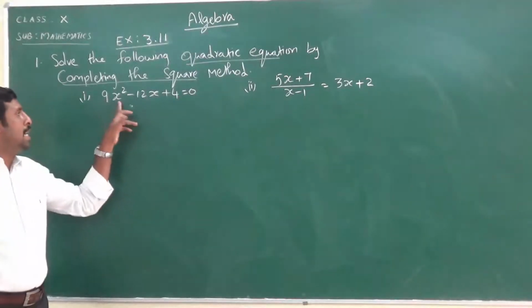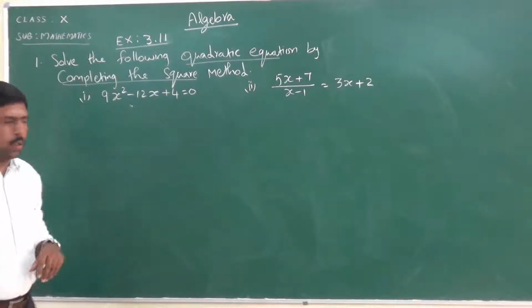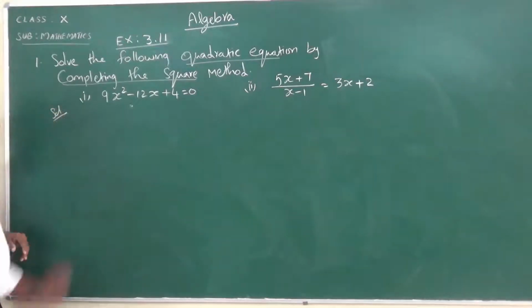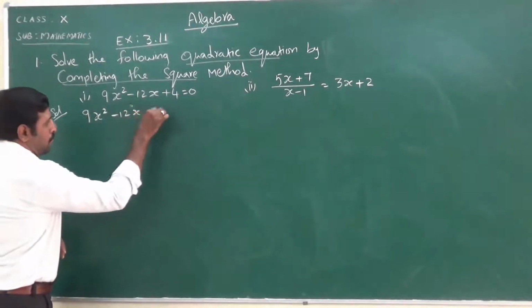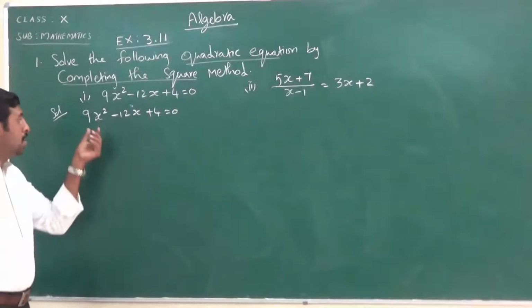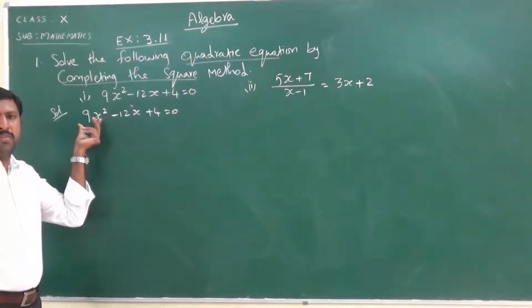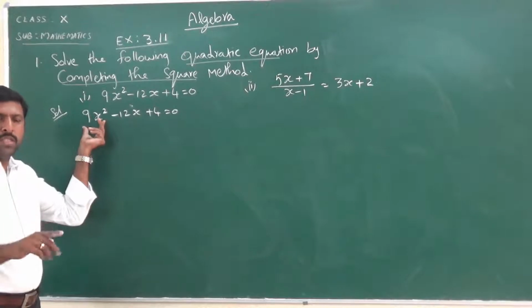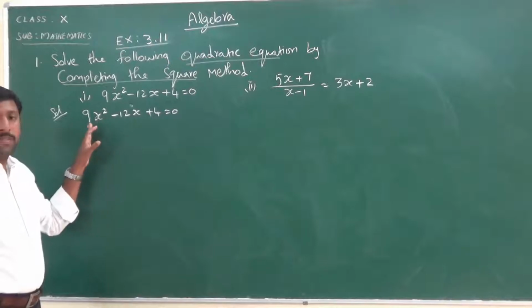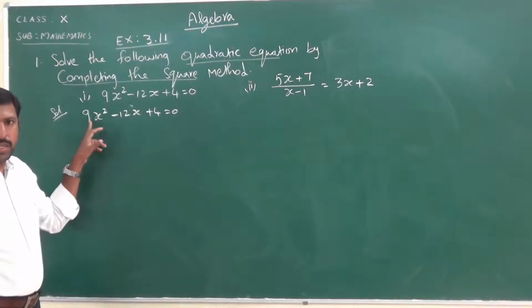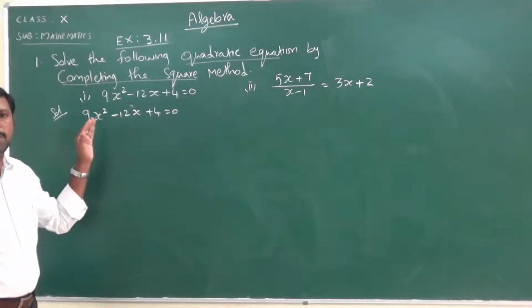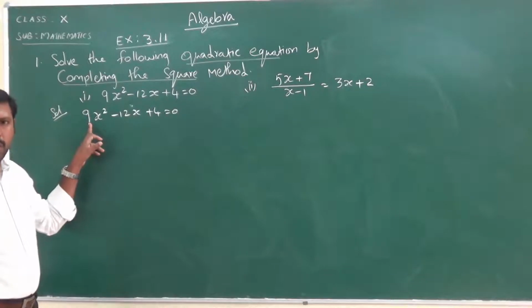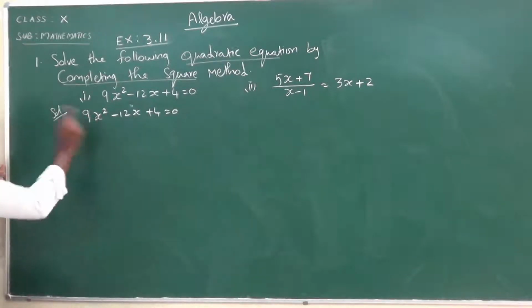The first Roman number is 9x square minus 12x plus 4 equal to 0. Right? Solution. First of all, for the completing the square method, we want to check the coefficient of x square. For the completing the square method, the coefficient of x square must always be 1. Here we have the number 9. The coefficient of x square is 9. So to make it 1, we divide by the same number that appears before the x square, right?